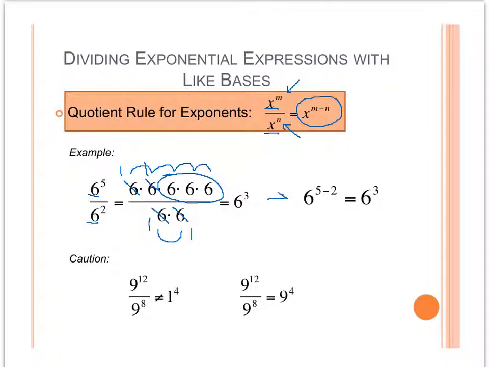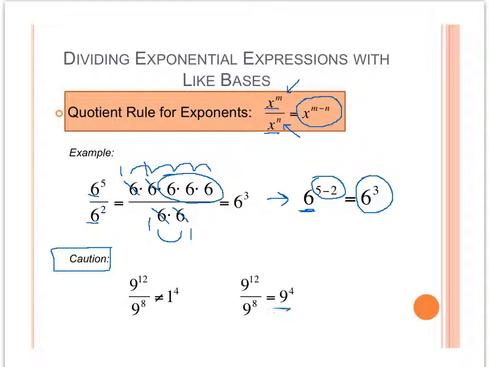Now if we go over here and utilize the quotient rule for exponents, we keep that like base the same, but we just subtract the exponent from the denominator from the exponent in the numerator. So the exponent in the denominator was the 2, and we subtract that from 5, which leaves us with 6 to the 3rd.